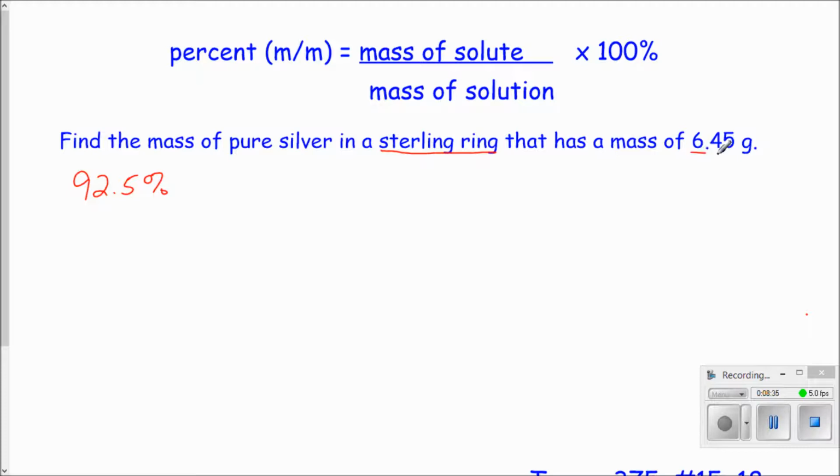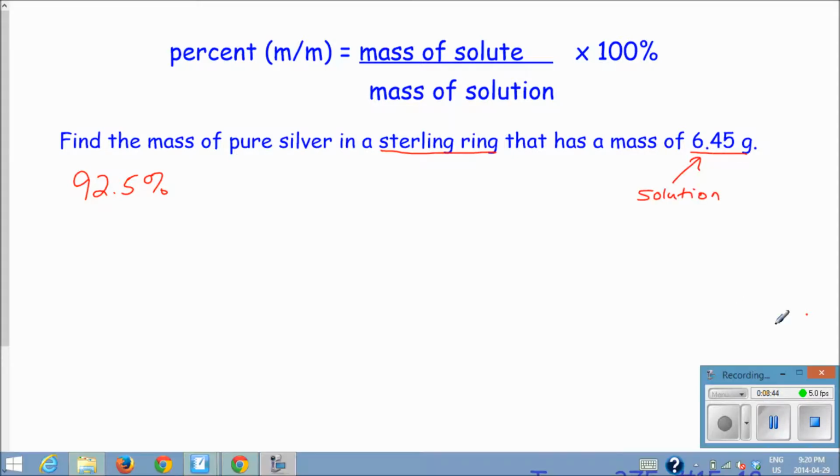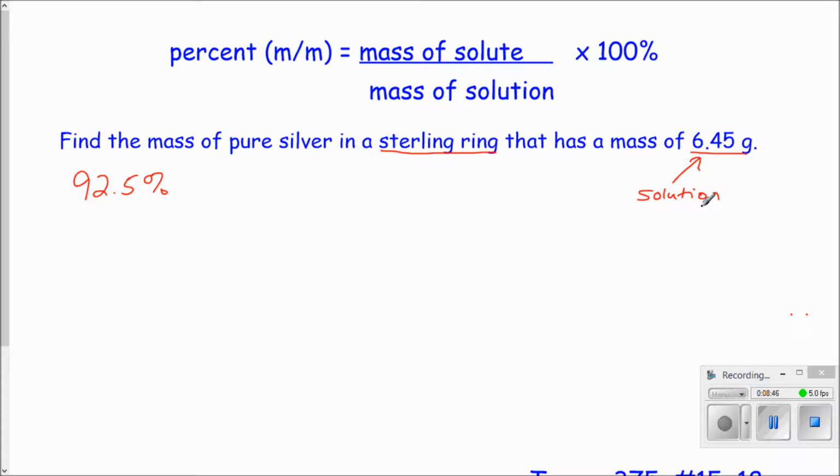So what is the solution? What does this 6.45 grams represent? Is that my solute or is that my solution? Well, it's actually your solution because that's the mass of the whole thing. And our solute is actually the silver, and that's what we want to find. So what we're going to do is we're going to actually solve for this, and we're going to put the mass of the solution in here. We want to make sure that our units are the same, so we have grams there, and we're going to put a percentage in this.